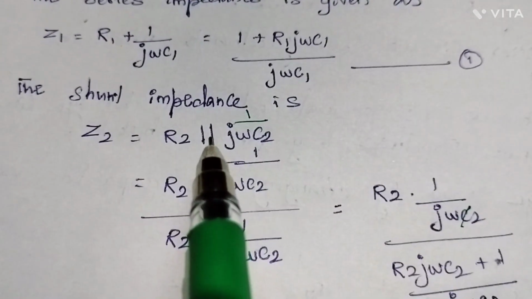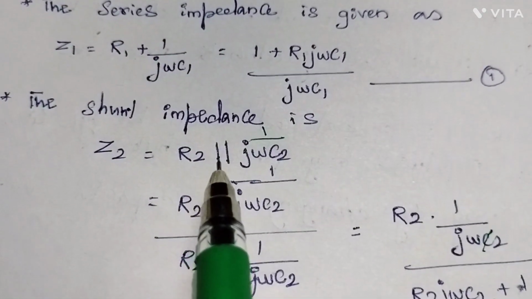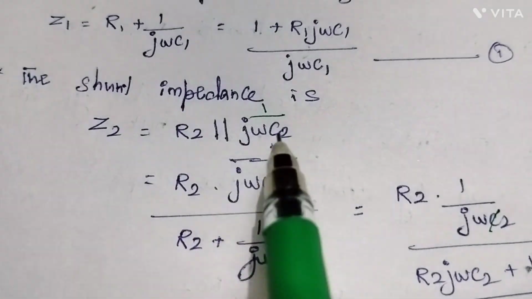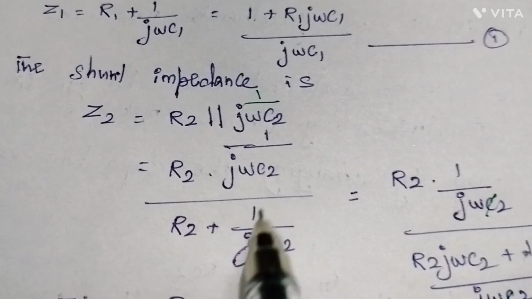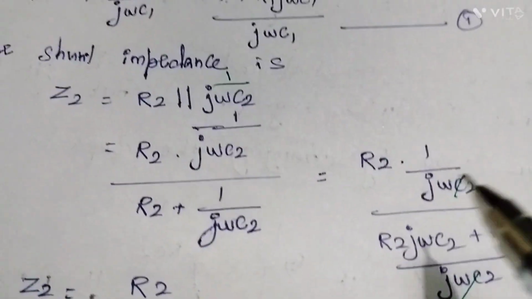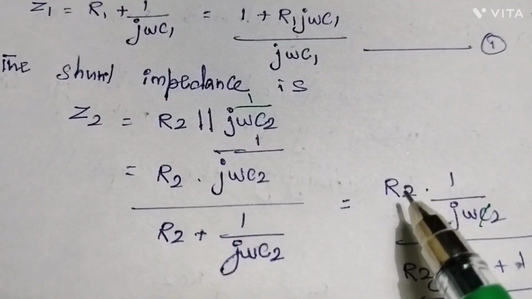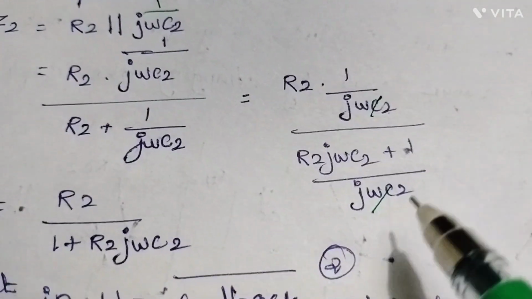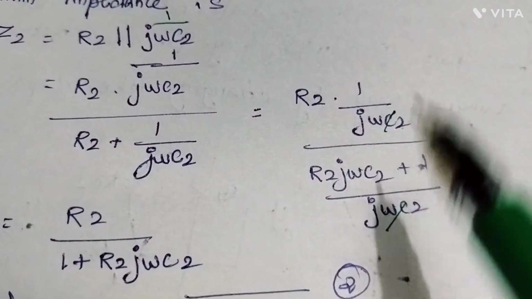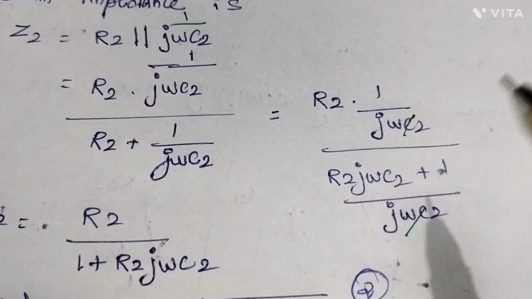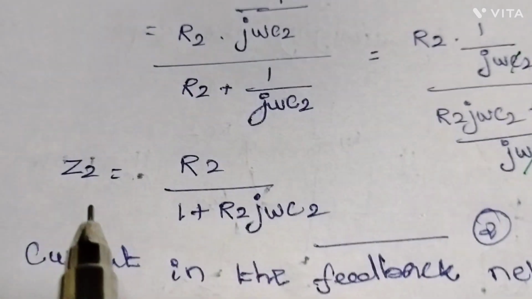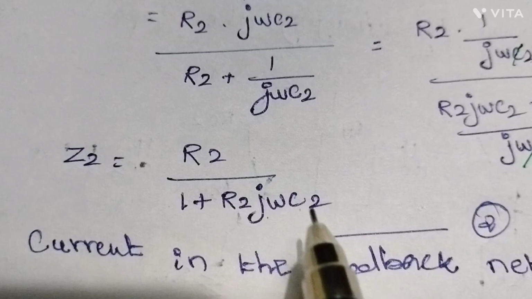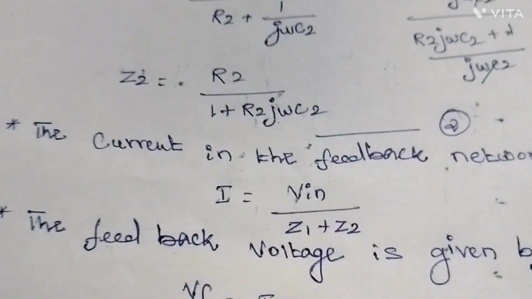The shunt impedance is Z2, which is equal to R2 parallel 1 divided by j omega C2, which is equal to R2 into 1 divided by j omega C2, divided by R2 plus 1 divided by j omega C2. Here we can take the LCM: R2 into 1 divided by j omega C2, divided by R2 j omega C2 plus 1 divided by j omega C2. The j omega C2 terms cancel, and we get Z2 equal to R2 divided by 1 plus R2 j omega C2. This is equation number 2.